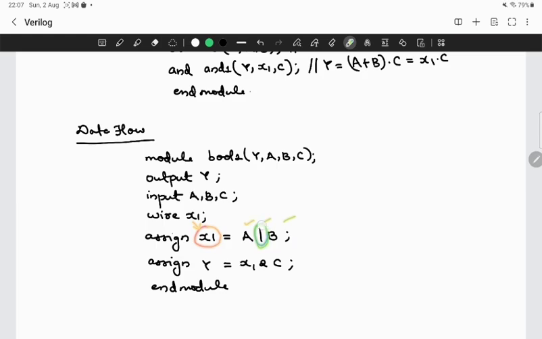So this is a symbol for OR, like we have discussed. Then again the final output y equals A or B ANDed by C. So assign y equals x1, which is A or B ANDed by C, and the module ends.